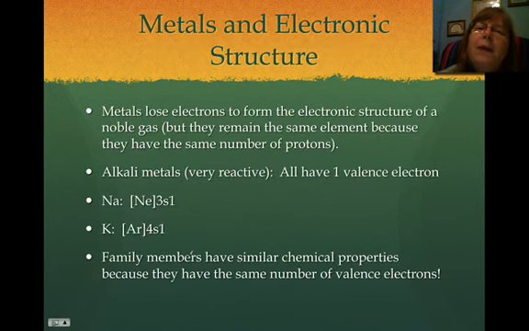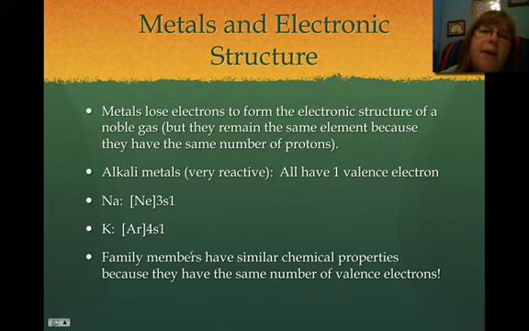But why would they want to lose electrons? Well, it's all based on their electronic structure. They like to lose electrons so they can form an electronic structure that is the same as a noble gas. Now, they're the same element. They didn't lose or gain protons, but they have lost electrons, and now their electronic structure is similar to that of a noble gas, and that makes them more stable.